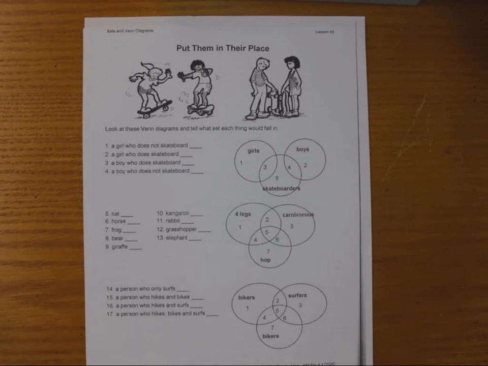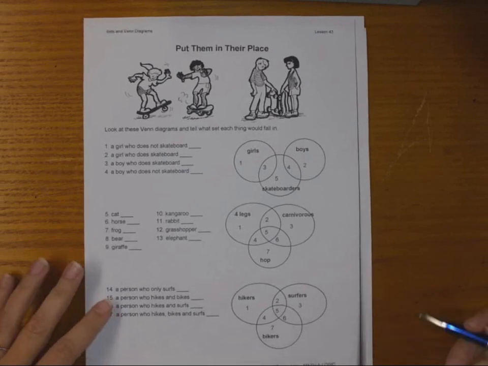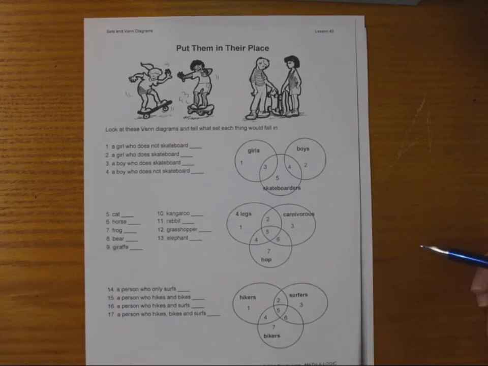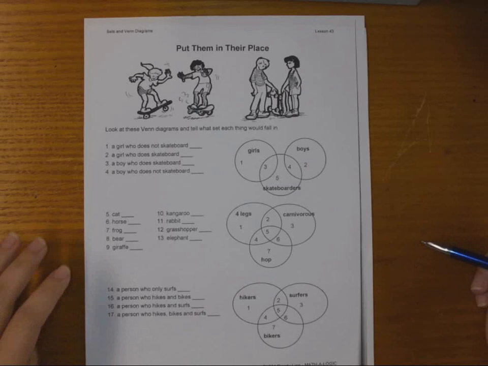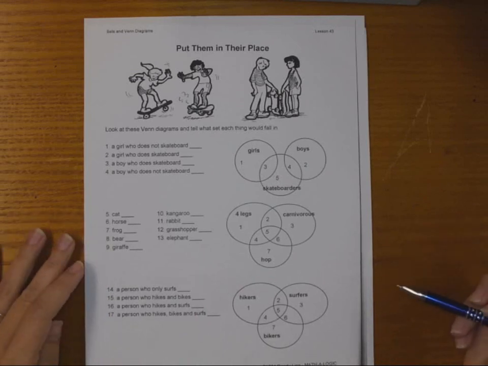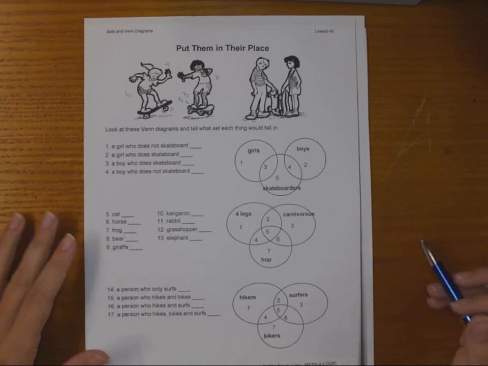Okay, so continuing with the Venn diagrams. In video 1, we talked about union, intersection, subsets, and Venn diagrams. So now we're going to do some problem solving with the Venn diagrams.